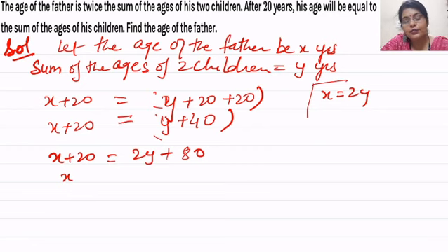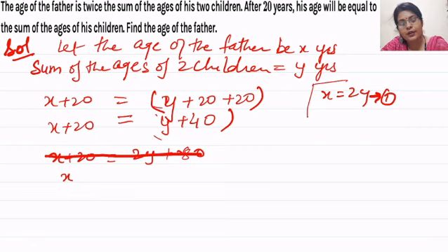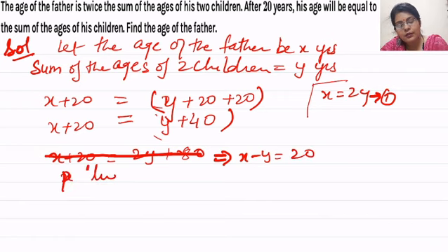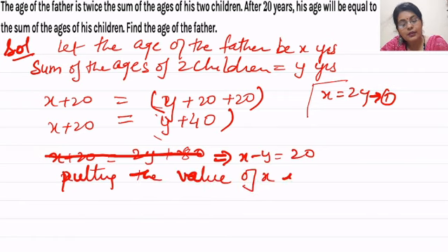I just want to read out the question again. Age of father is twice the sum of the ages of his 2 children. So our first equation is x is equal to 2y. And the second equation is x plus 20 is equal to y plus 40. So we will just simply solve this equation. X plus 20 is equal to y plus 40. Putting x is equal to 2y over here, this equation becomes x minus y is equal to 40 minus 20, 20, and putting the value of x in the given equation.